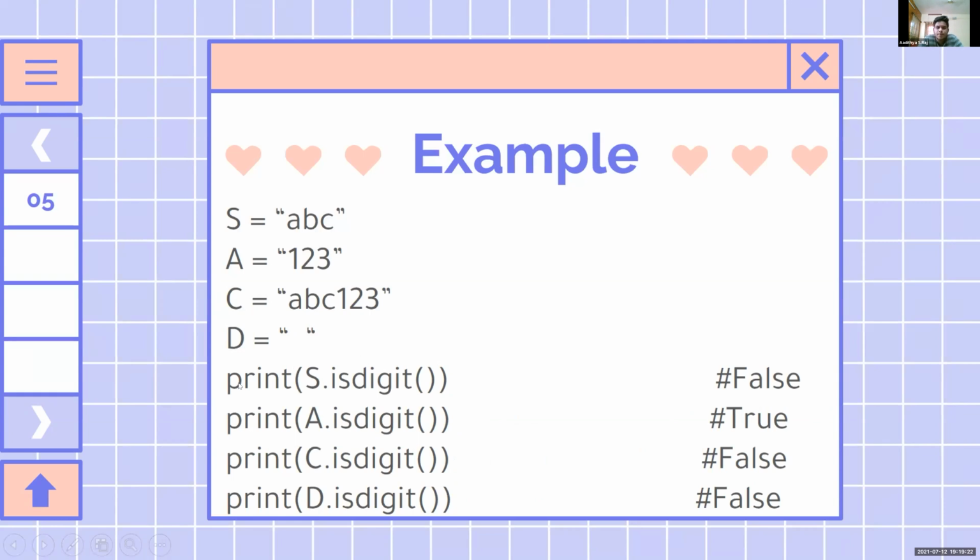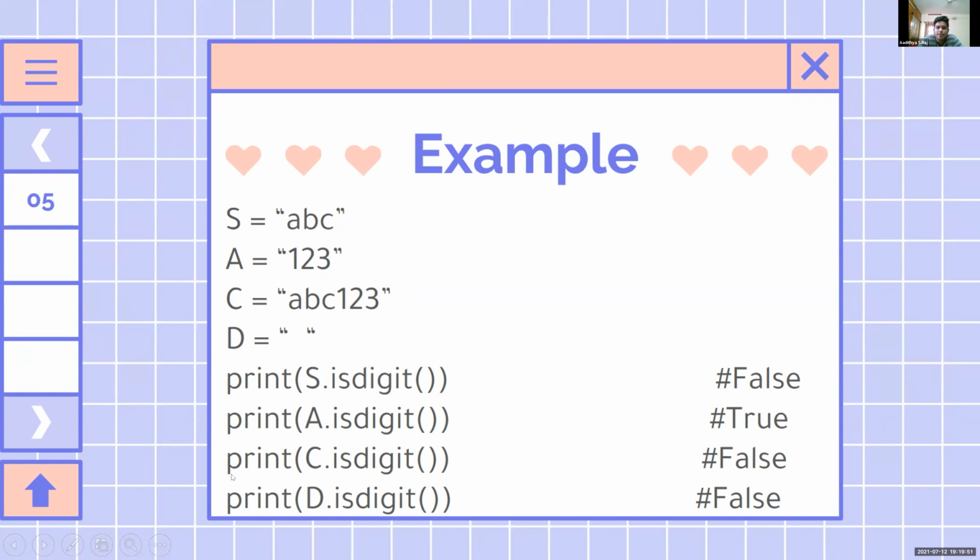So the first statement, when we give print S dot isdigit, it checks the value of S. So here it is ABC, which is not digit, it is alphabet. So it gives the output as false. And the next statement is print A dot isdigit. So it checks the value of string in A. Here it is 1, 2, 3. So it is digit. So it gives the output as true.